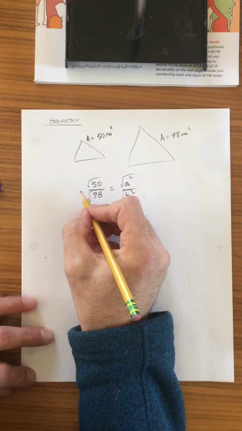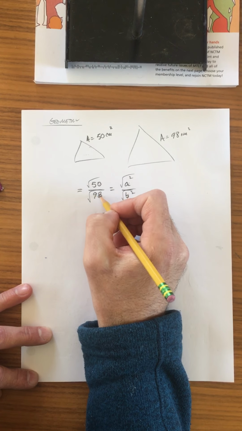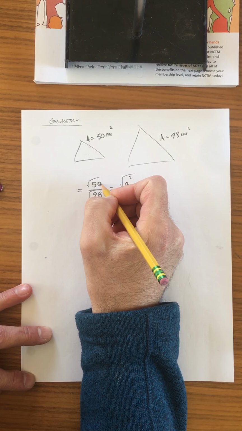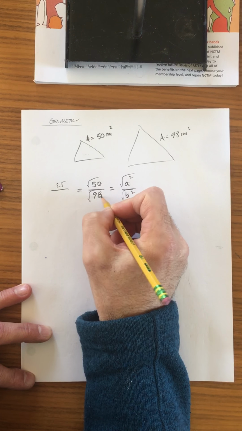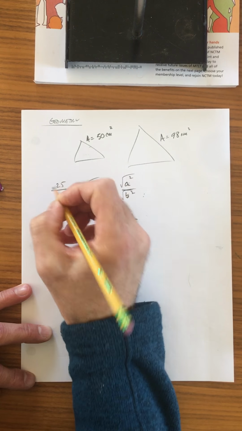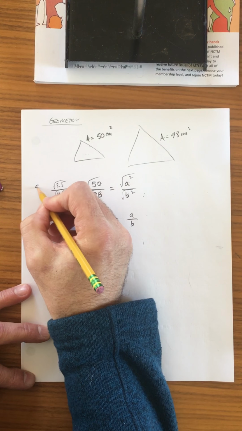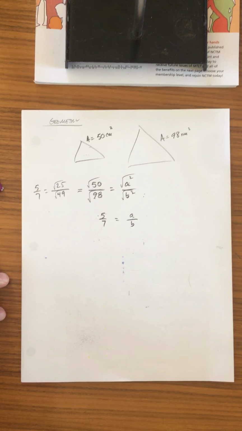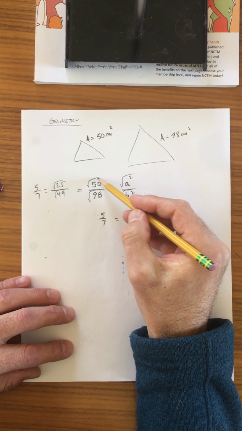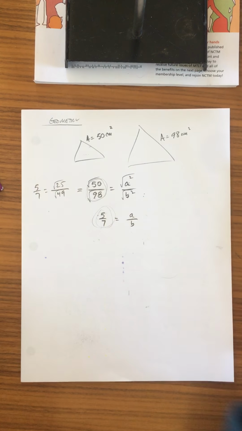Now, just for fun, I want to show you something else. These two numbers are both even, so we could simplify this. What's 50 divided by 2? Well, it's 25. And what's 98 divided by 2? Well, it's 49. And if you took the square root, you'd get 5/7. So that's actually a faster way to do it. But they both work the same. We know that's the ratio of the areas, and that's the ratio of the sides. All right, there we go.